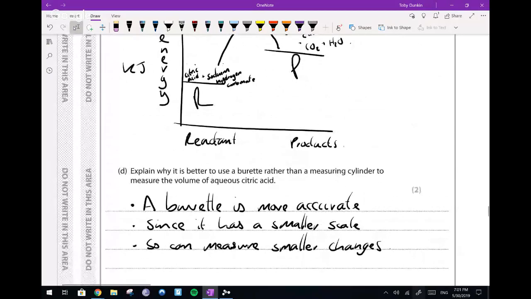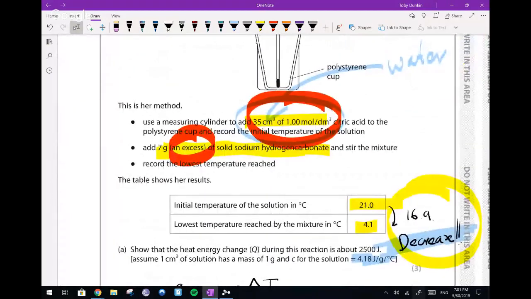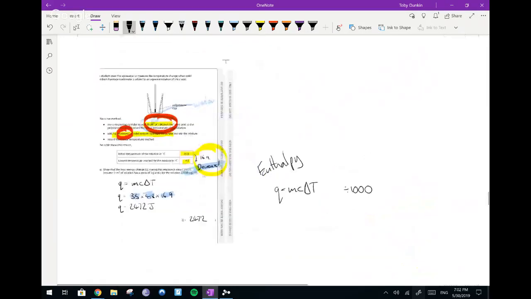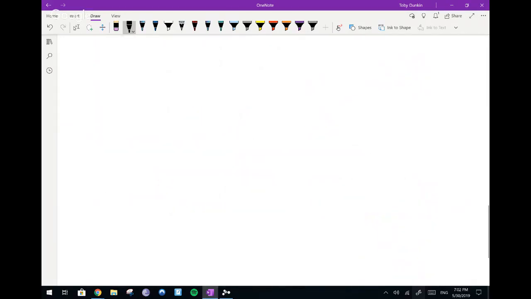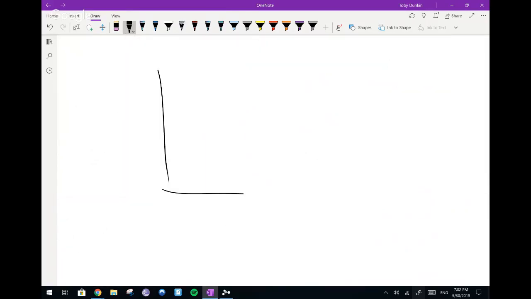Next. Explain why it is better to use a burette rather than a measuring cylinder when measuring the volume of aqueous citric acid. Guys, as soon as I hear that, I'm going up to my question. Oh, when drawing these energy profile diagrams for a catalyst, do I have 1 or 2 curves? Good question, Winkit. I'll give you the third graph. I think it's a really great question you've asked there. There is a third one, isn't there?